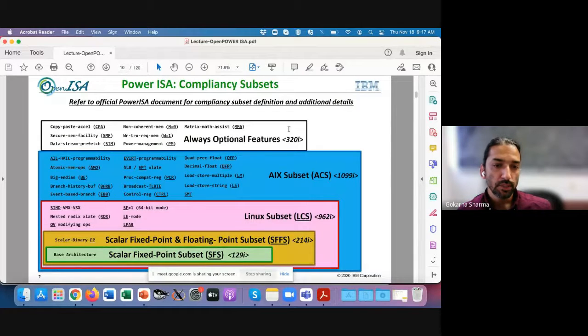Then there are always-optional features. It has 320 instructions. So these always-optional features are also added in the full compliant architecture. For example, power management is not a mandatory feature. Data stream prefetch is also not a mandatory feature. Matrix Math Assist, MMA, we are going to talk about it a little bit today. That is also an optional feature.